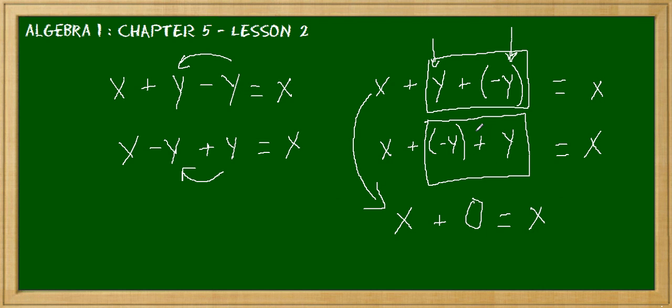Let's just finish reading the lesson here. Multiplication and division are also inverse operations. For example, if a number is multiplied by 3 and the result is then divided by 3, the answer is the original number.